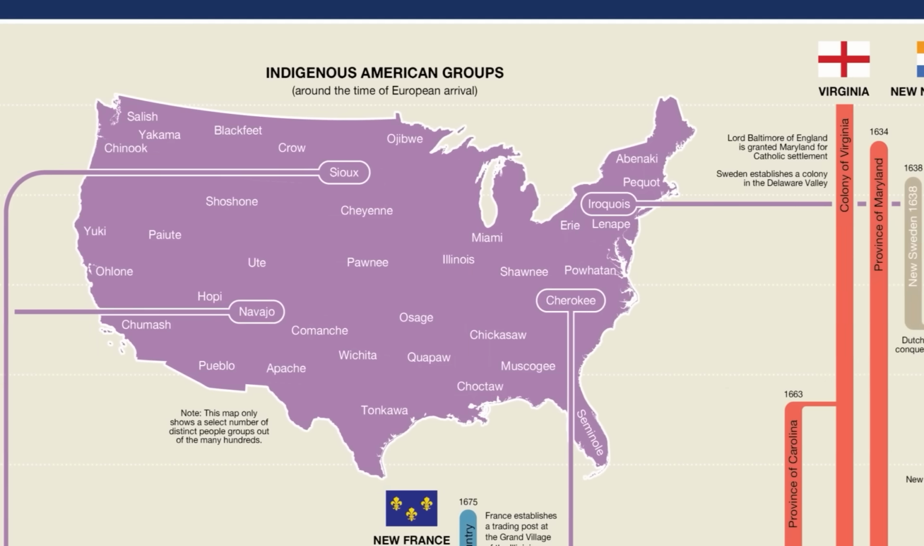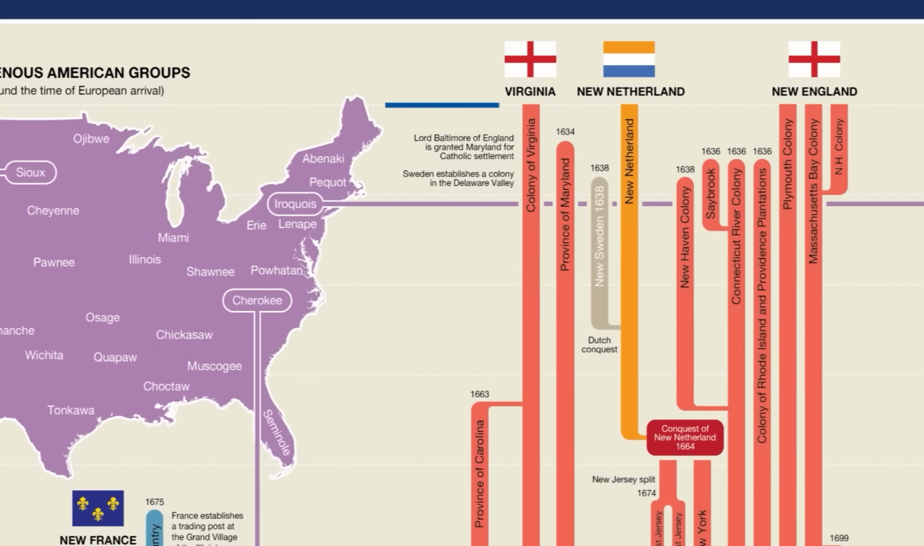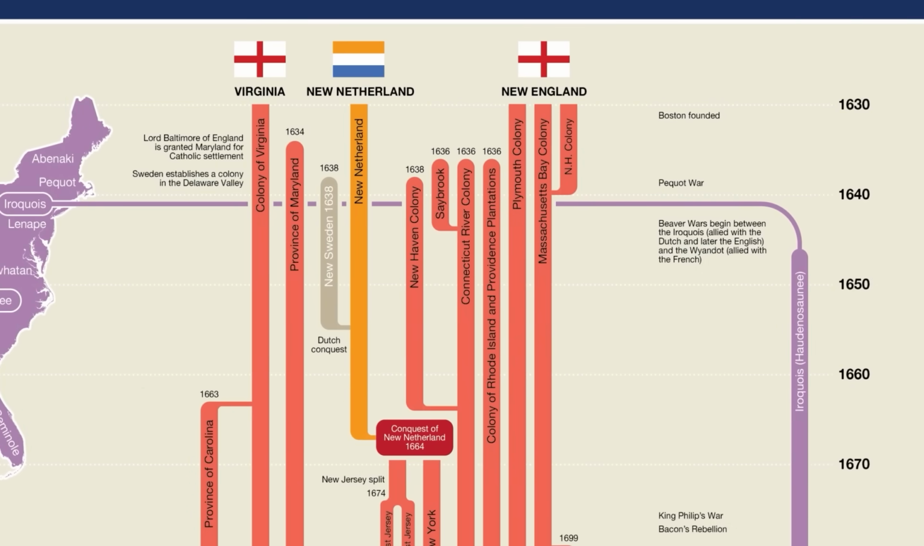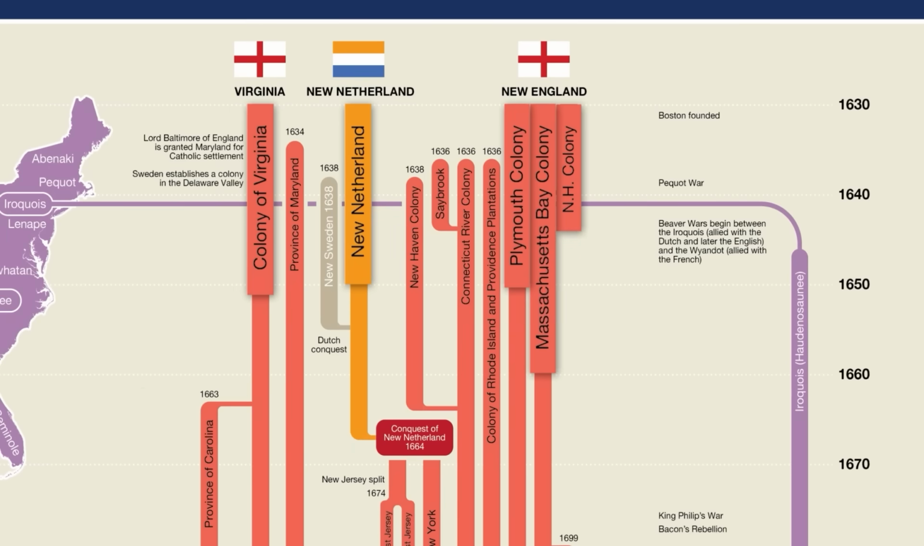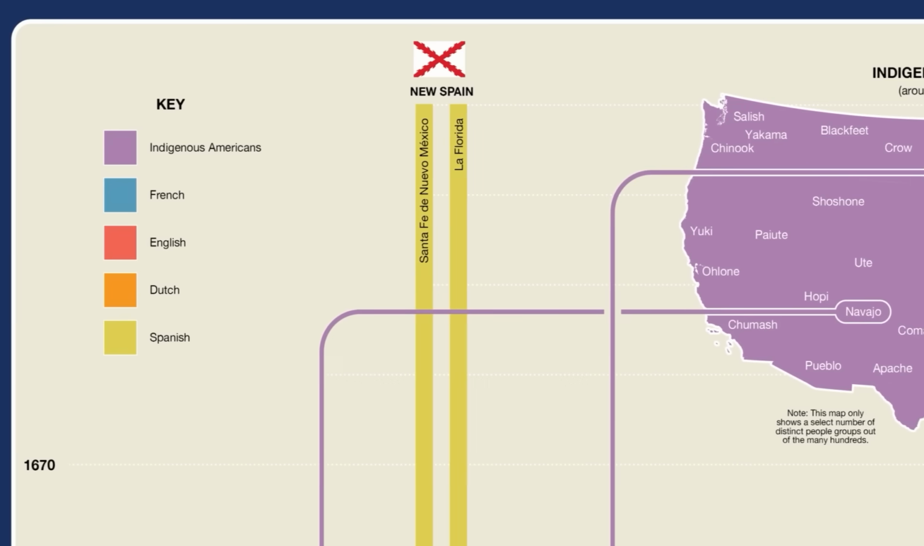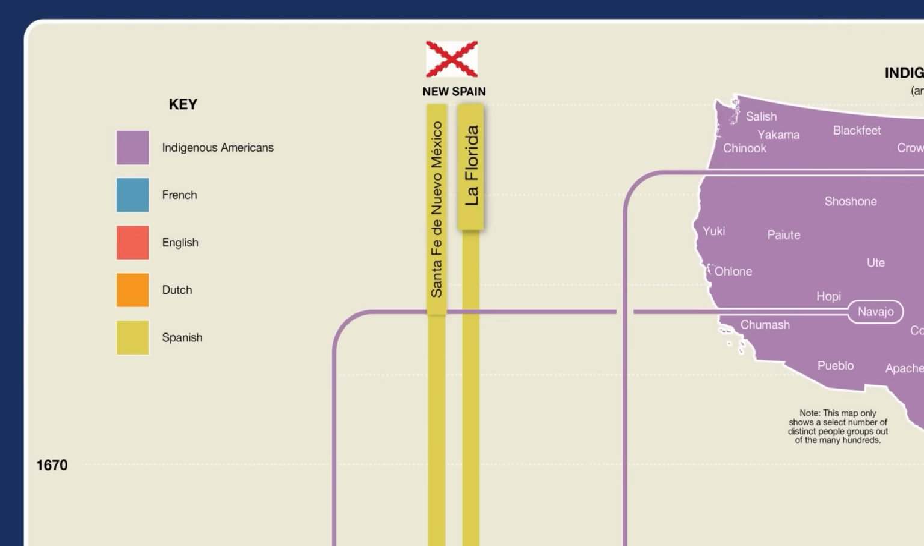Okay, let's now start at the top of the timeline, which, as you can see, starts in the year 1630. By this point, there was already an English colony in Virginia, a Dutch colony in what is today New York, and several more English colonies in New England. To the south, there were also Spanish colonies in both Florida and New Mexico.